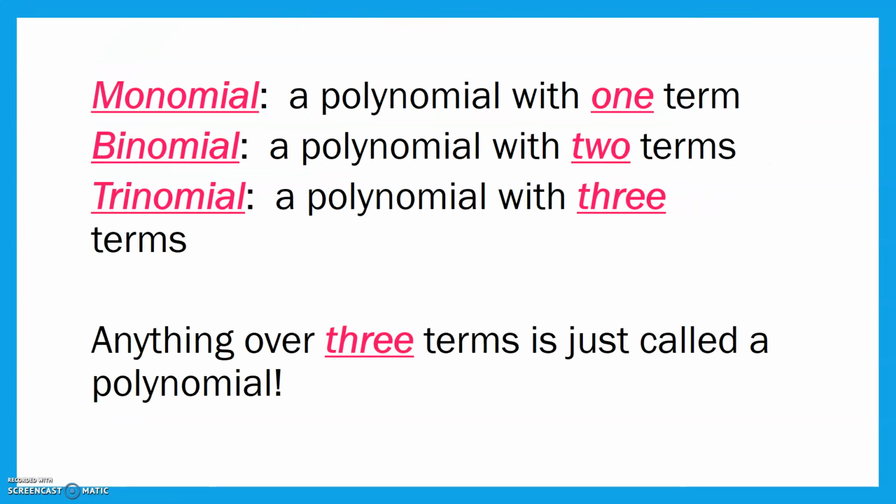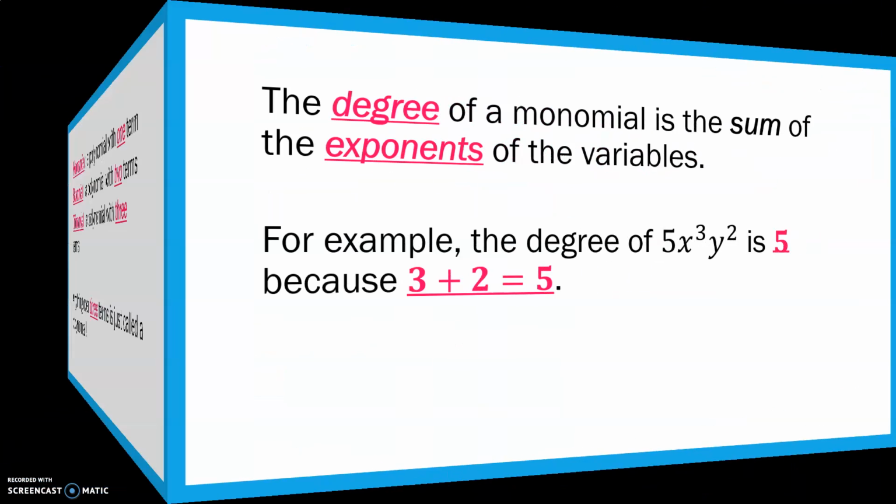There are three types of polynomials that are named. The first one is a monomial, and it's a polynomial with one term. A binomial is a polynomial with two terms. And a trinomial is a polynomial with three terms. Anything over three terms is just called a polynomial. We don't name the ones that are greater than three terms.